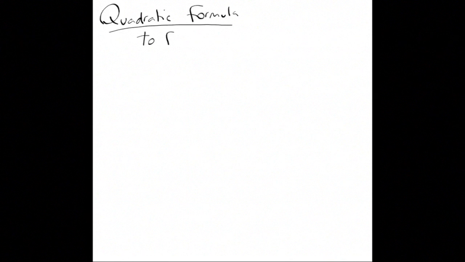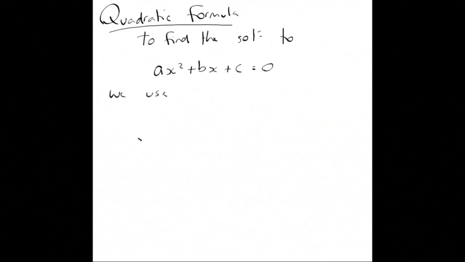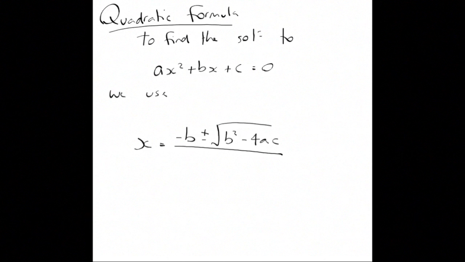Quadratics, the quadratic formula. To find the solution to ax squared plus bx plus c equals 0, we can use x equals minus b plus or minus the square root of b squared minus 4ac all over 2a. It's worth remembering this formula because when you get to situations where you can't easily factorise it, it will always tell you the solutions. Another method we've got is completing the square.